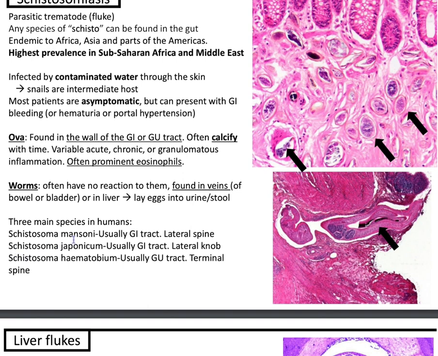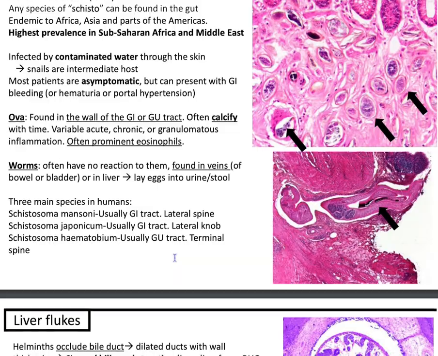Schistosoma japonicum, usually GI tract, and when I say japonicum, I just say it very lightly, because it has a very not distinct, not prominent lateral knob, not even a spine. And then Schistosoma haematobium, because it's usually in the GU tract, it has a terminal spine. So Schistosoma mansoni, think Charles Manson carrying the knife, so it's a lateral spine. Schistosoma japonicum, it's a lateral, really indistinct knob. And the Schistosoma haematobium, it's a terminal spine.